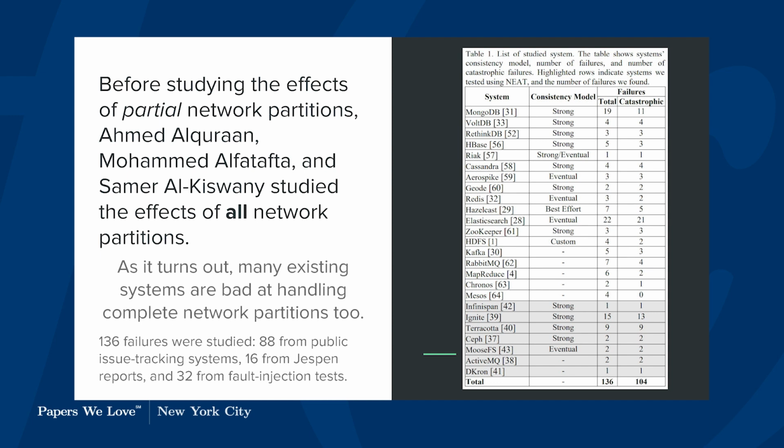So before studying the effects of partial network partitions, Ahmed, Mohammed, and Samer studied the effects of all network partitions. And as it turns out, a lot of these systems are bad at complete network partitions too. For the purpose of the study, 136 different failures were studied, mostly from public issue tracking systems, but also Jepsen reports. And they also built their own fault injection framework called NEAT, and they found 32 additional failures or issues as a result of their own network fault injection system.